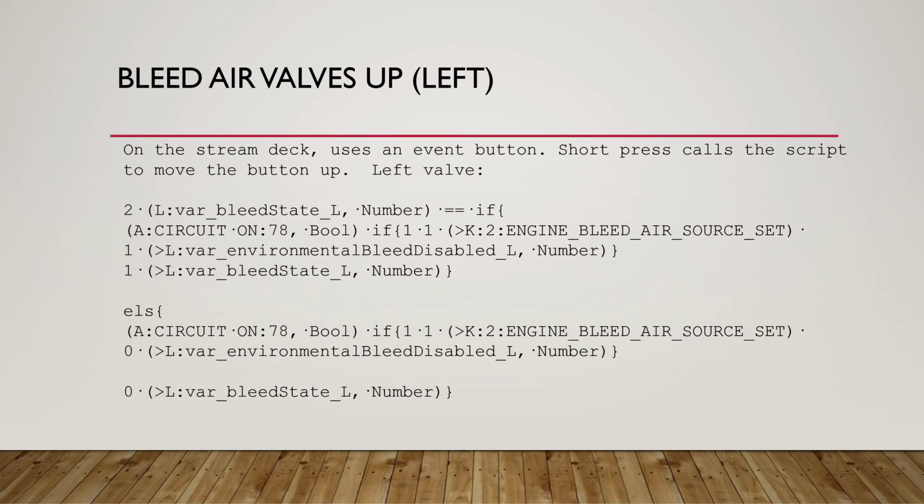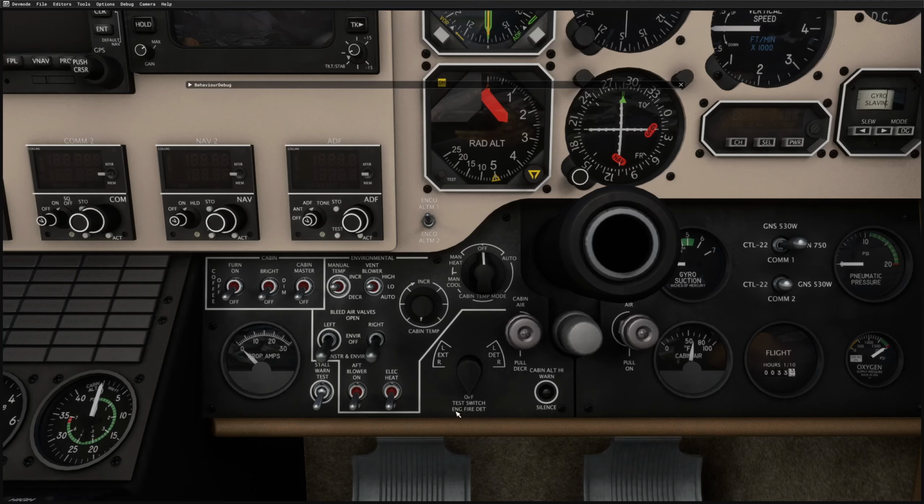Bleed air valves, let's have a look at those. What this does is it's going to open valves to take pressurized and warmed air off of the 2 engines. So we've got a switch for the left and for the right.